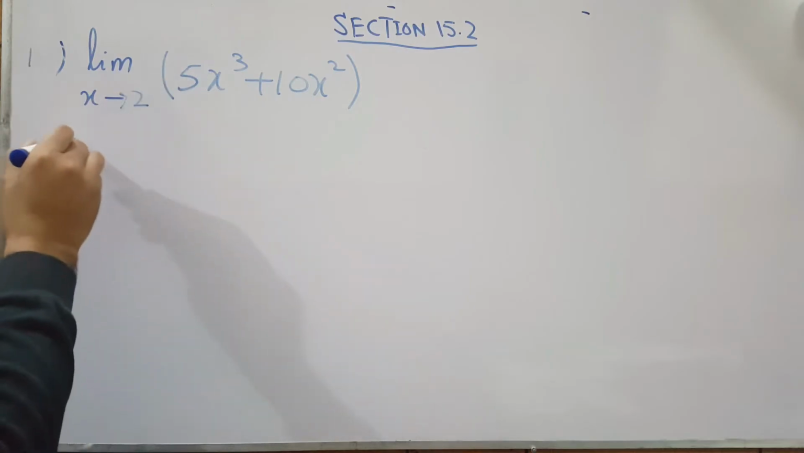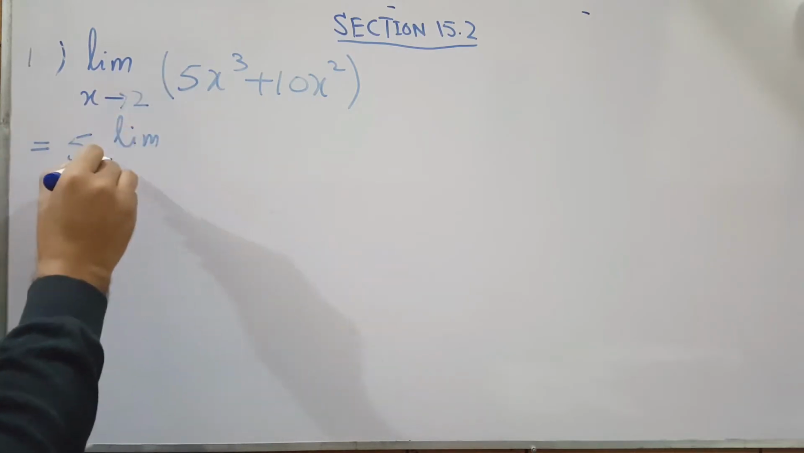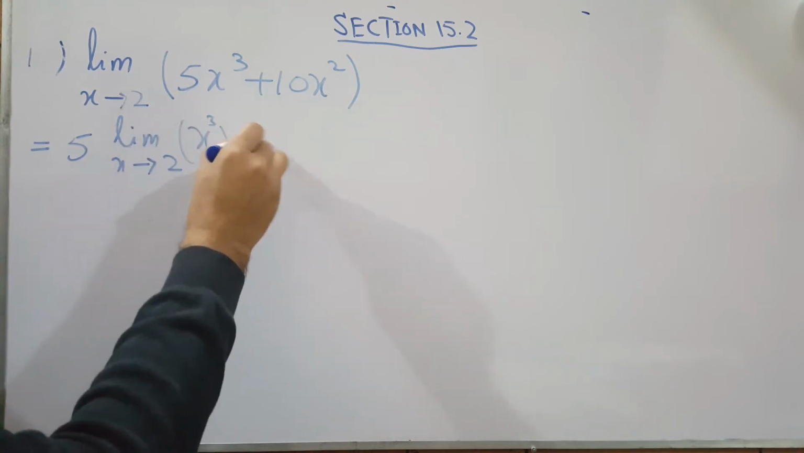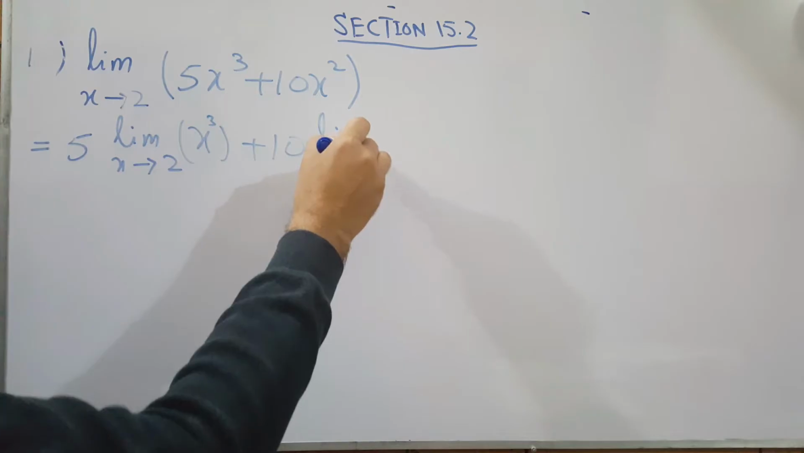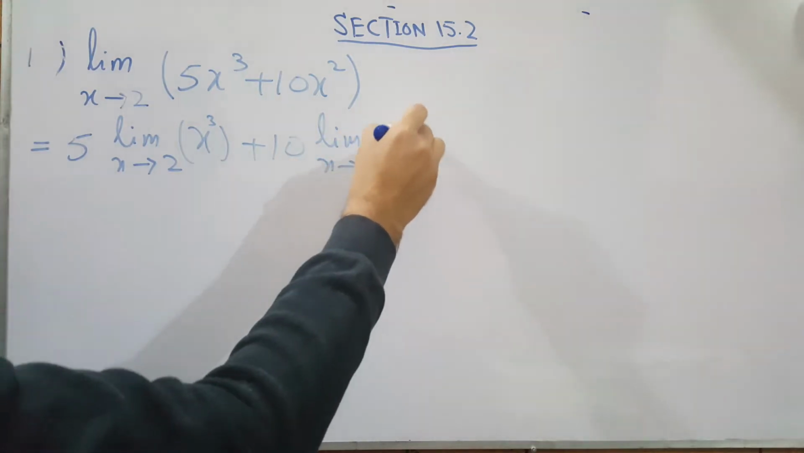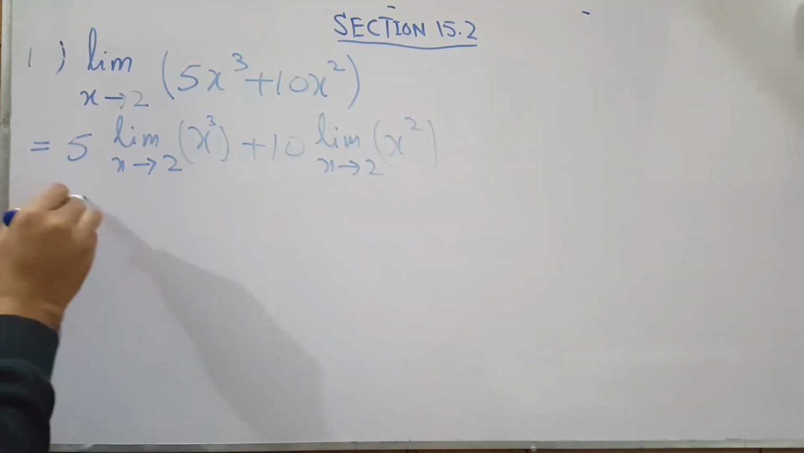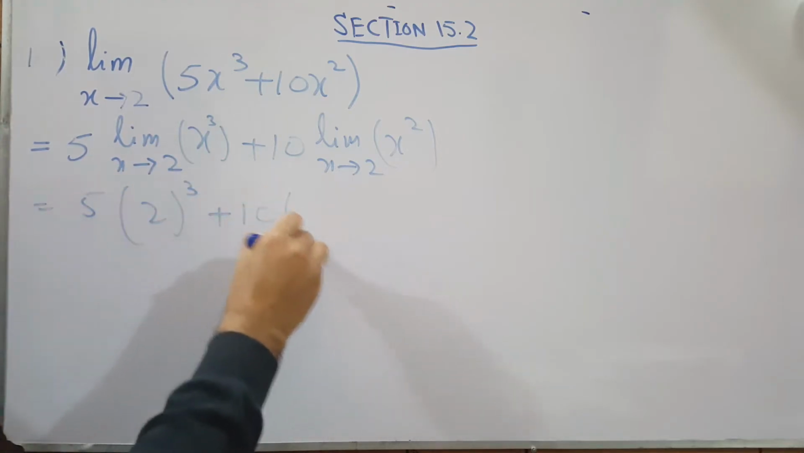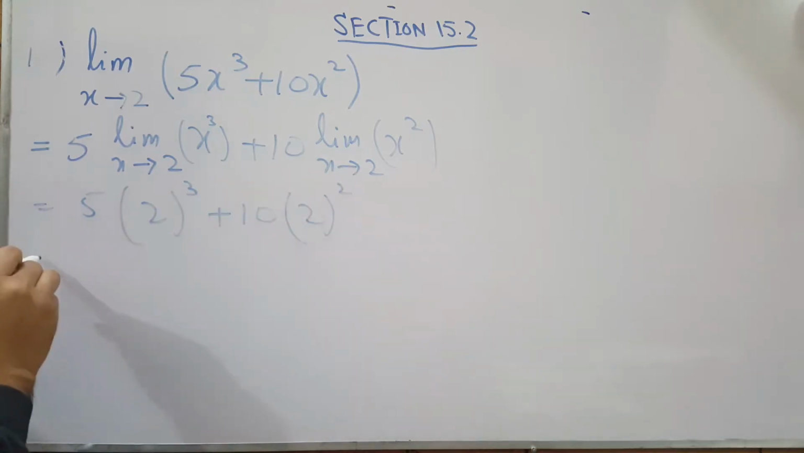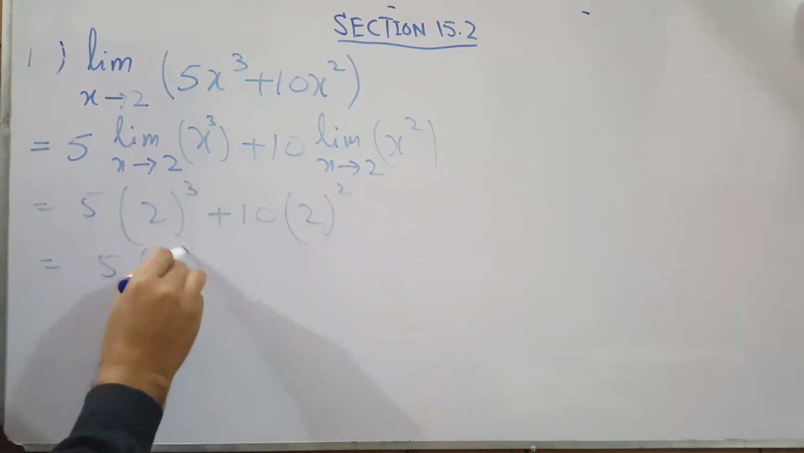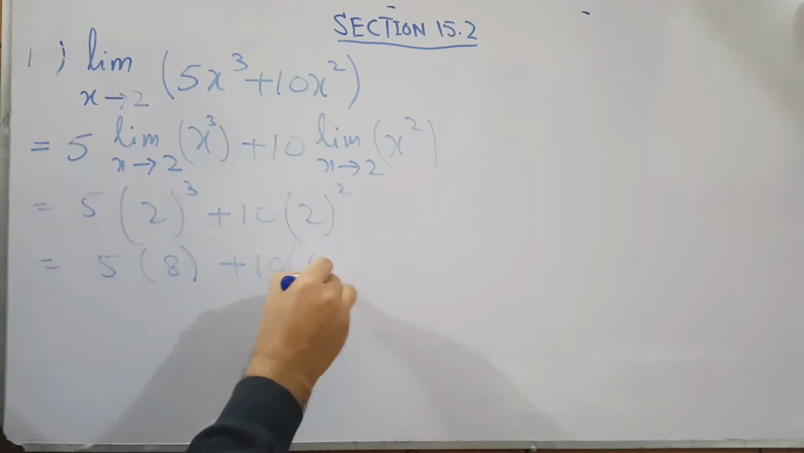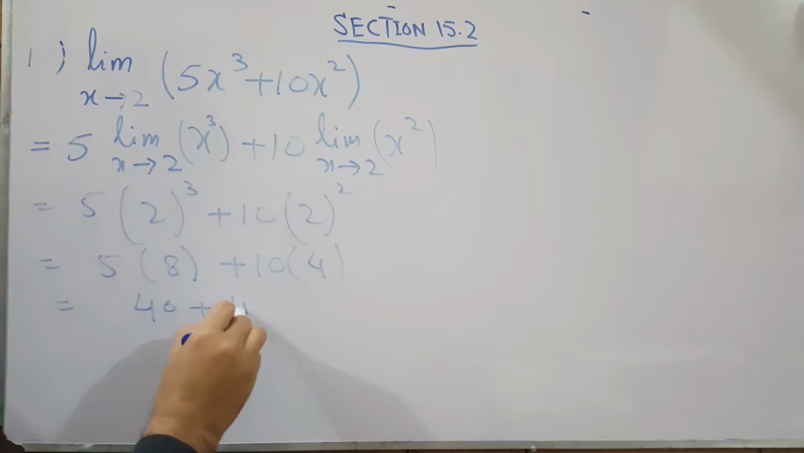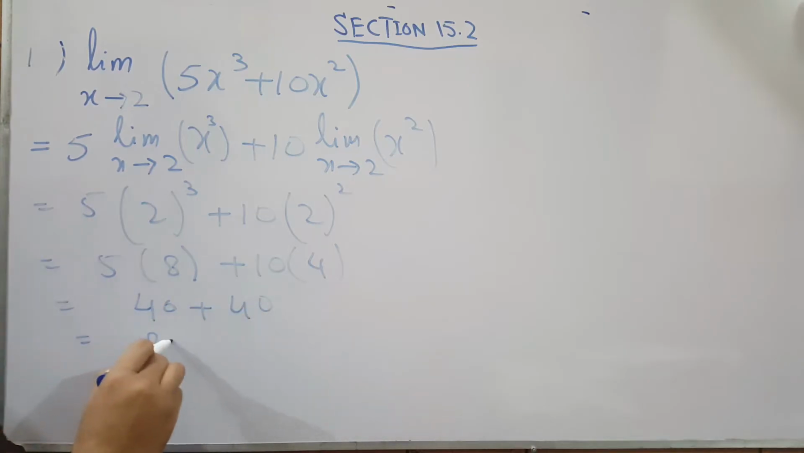In this one again, I'll take out 5 and apply the limit, and the 10 is a constant, so we take it out. Now straight away apply the limit. 2 cube, 10 into 2 square, 2 cube is 8 and square is 4, so that gives us 40, and that gives us 40. So the answer is 80.